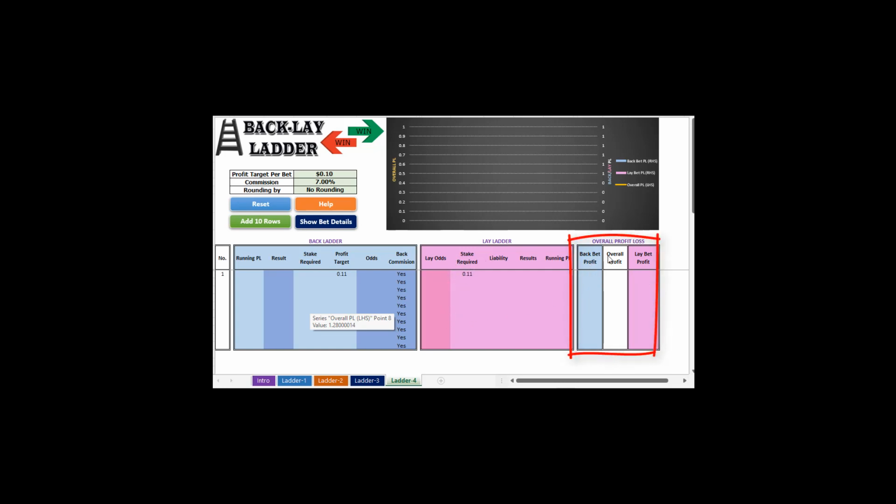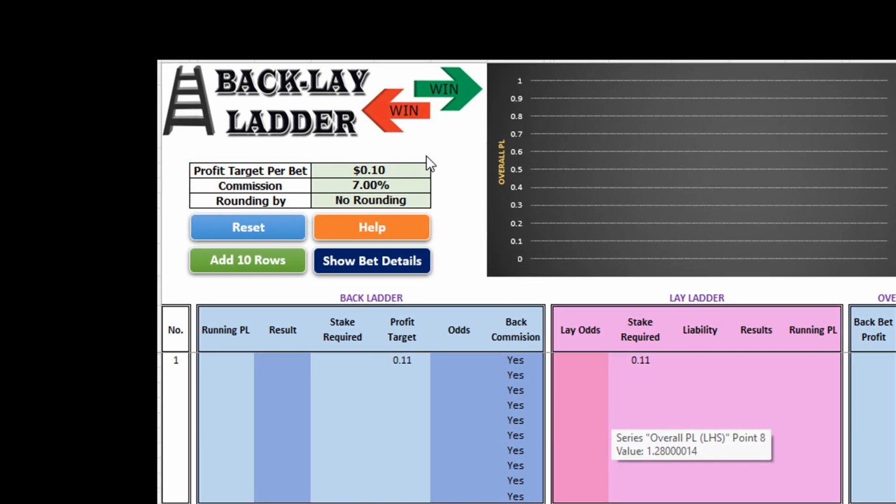We've got the back profit, the overall profit, and the lay profit. So while these two are looking after their own ladders, the ultimate goal is obviously that this overall profit will climb. So let's start at the beginning where we set our profit target per bet. Now keep in mind there are two bets for every event, whether it be a race or a football game or anything. There's two bets.